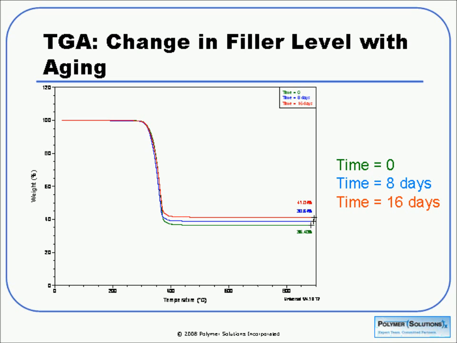In this case, we were doing some in vitro aging of a sample that was filled. And we see that the green curve is the time 0. The blue curve is after 8 days, and the red curve is after 16 days. And we see that our filler level appears to be increasing. Obviously, we're not creating filler during our in vitro aging, but we are losing polymer, and this is one way that we can measure that.